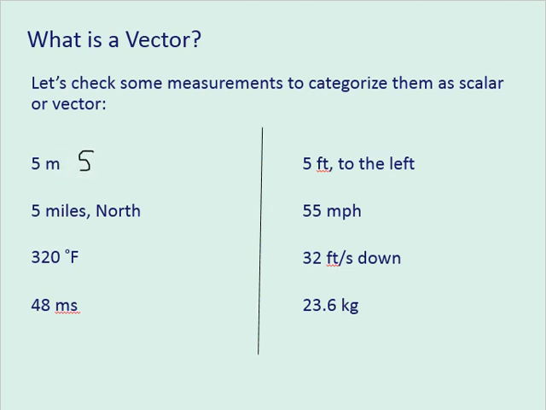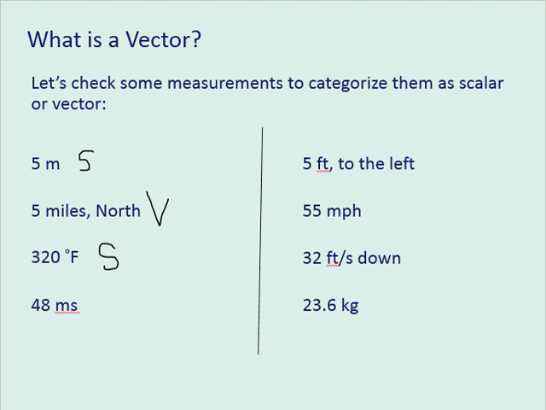Our second one now, we have 5 miles, a distance, but it tells us north. So we have a size, how big our length is, 5 miles, and we have a direction. It's a vector. Temperature, 320 degrees Fahrenheit. It's a size. Whether or not we need to know direction, in temperature it doesn't help us at all, because we would know that anything less than 320 degrees would be cooler, anything greater than 320 degrees would be hotter. So there's no real direction even necessary in temperature, and as a result, it is a scalar.